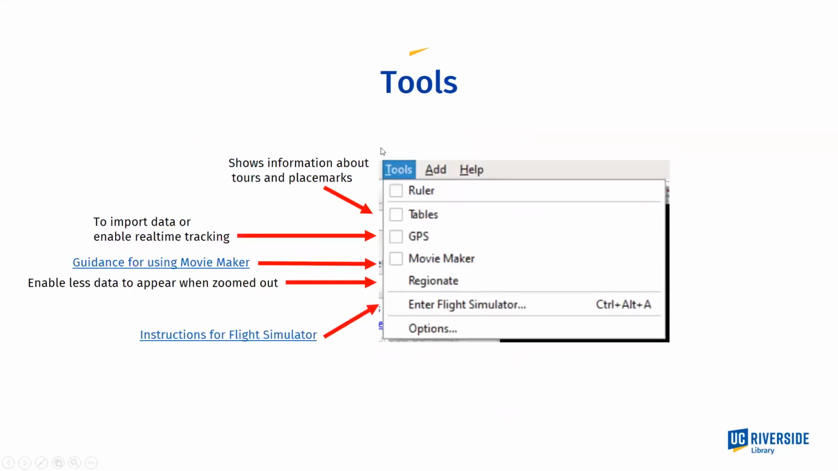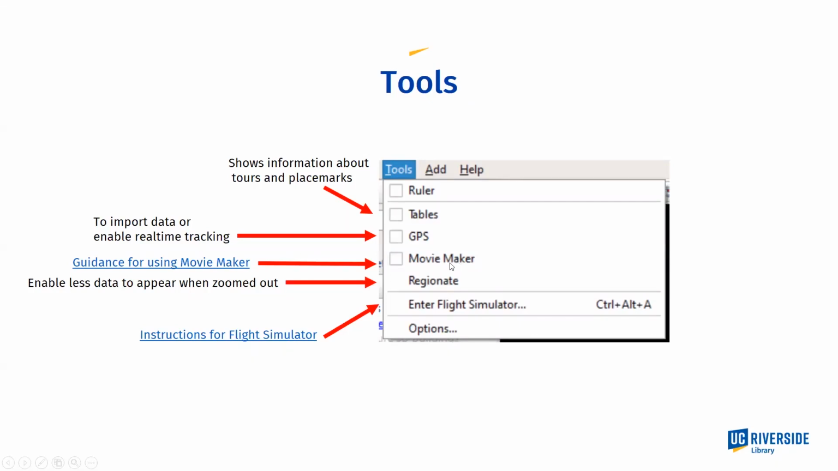So up in that menu at the top under tools, I wanted to show you some more of the things that are available when you click that. The tables will show you information about the tours and the place marks that you have loaded in. It's kind of like an attribute table, again, for those of you who are familiar with other types of GIS. If you are using GPS data, you would click this, and this will enable you to import that data or even enable real-time tracking, which is pretty interesting.